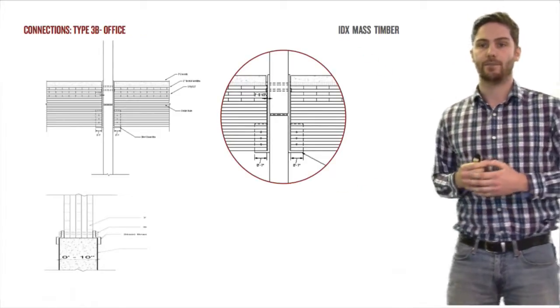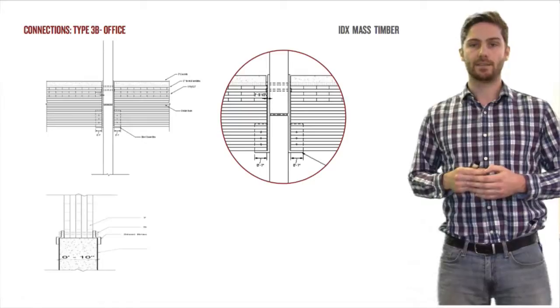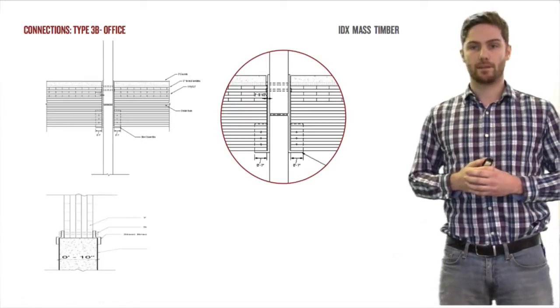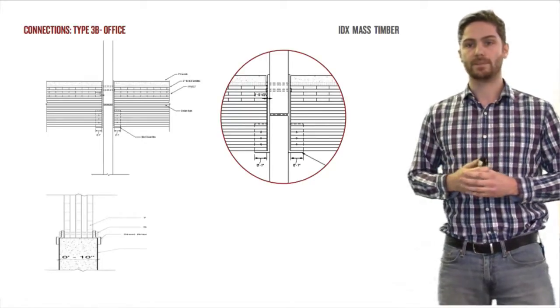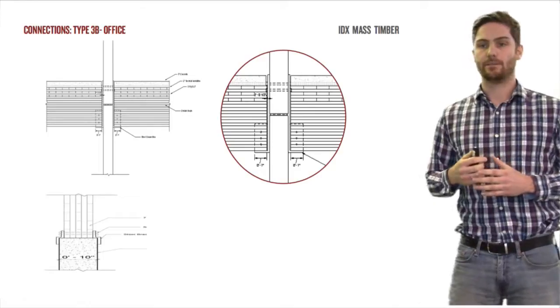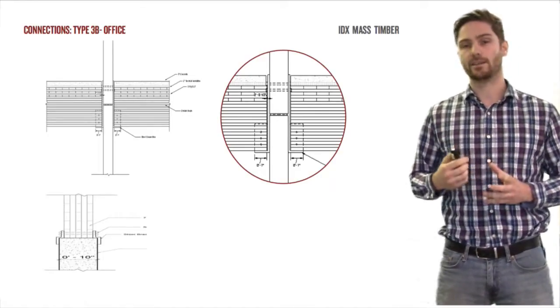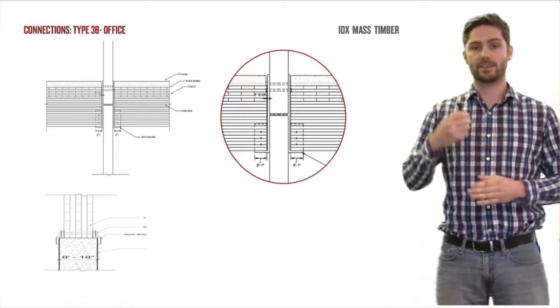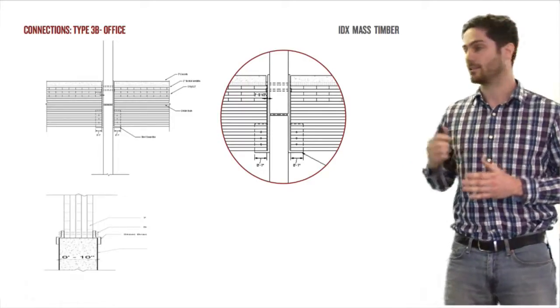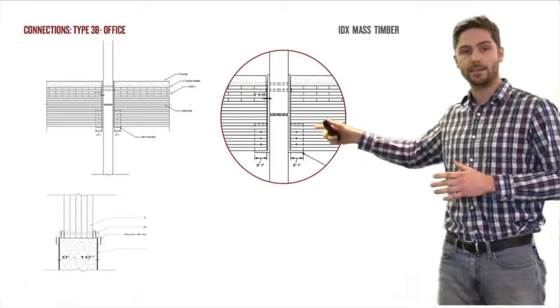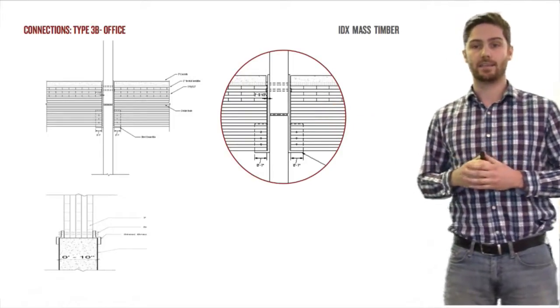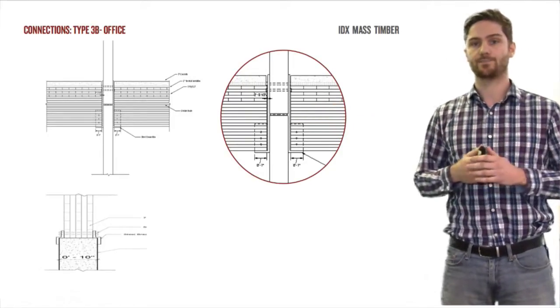Next up is we have the Type 3B office. And so here you're going to notice something a little bit different, a different framing system. What we have here is CLT columns that are rising up and bearing on top of each other. They're not continuous columns, rather they're stacked on top of each other, and you can see that there's steel plates right in here that are going to connect the two together with bolts attached into the two.